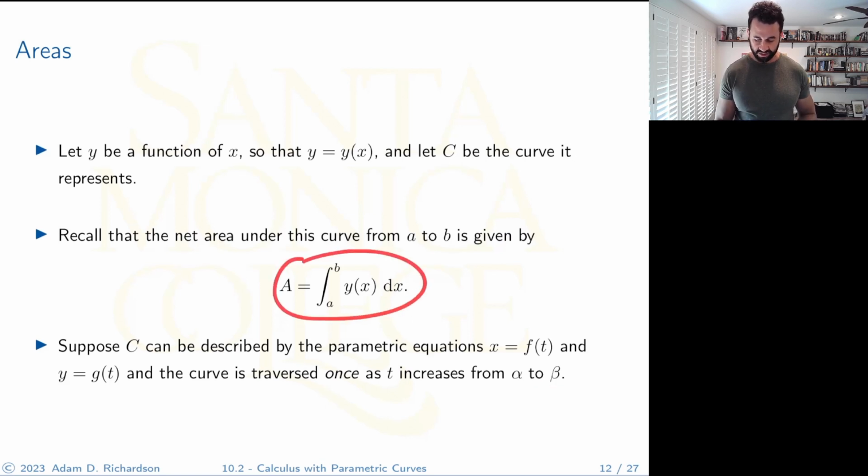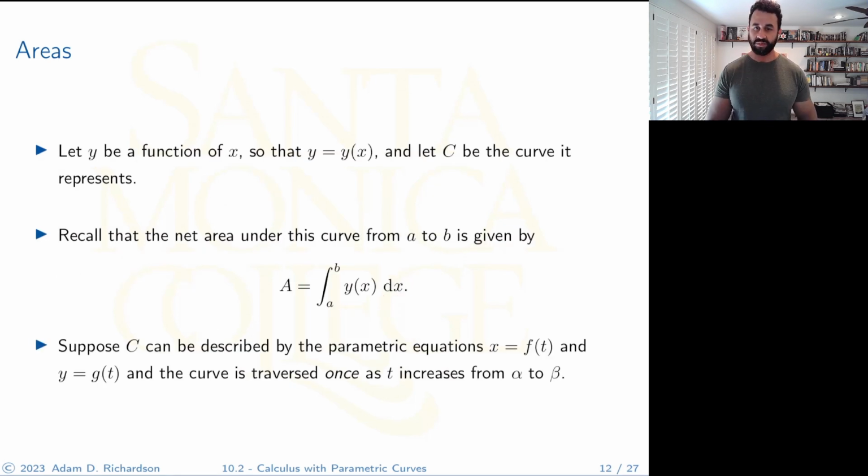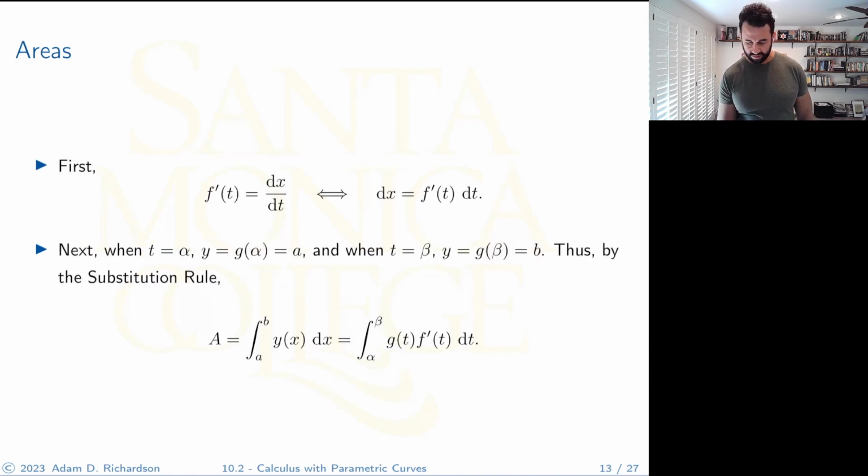So how can we take this result and get a result for our parametrically defined curve? Here's how it goes. First, notice that the derivative of f with respect to t is dx/dt, so we can rewrite dx as f prime of t dt. Why do we need that? Because in this area formula, dx appears over there. That's the differential, differentiating with respect to x. Now we can talk about differentiating with respect to t. So our differential is going to change from dx to f prime dt.